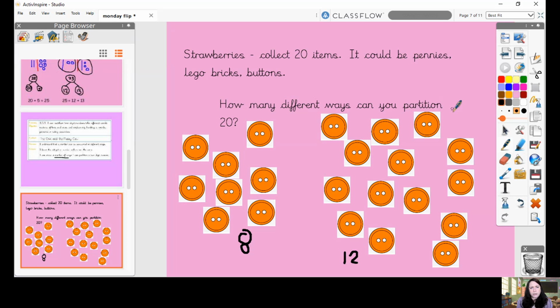So that's what you guys are going to do: some careful counting, get your 20 items, split them up, record it in your book in a way that you would like to, and then put them together again and then split them in a different way. Okay.